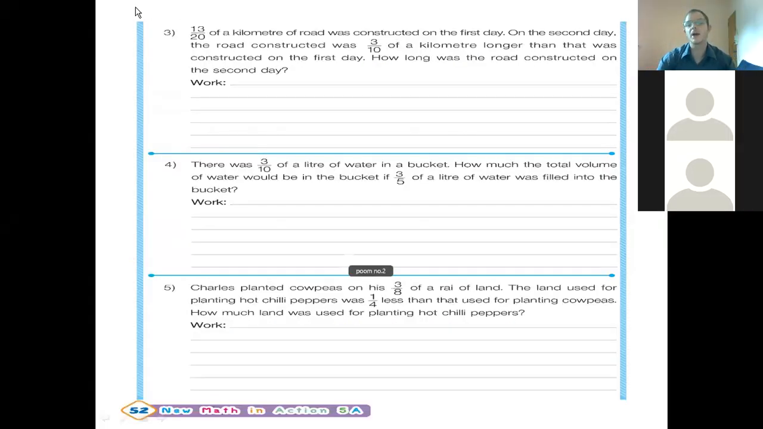Number 3 here, this is on page 52. I took some word problems from the parts of the fractions that we did, because we haven't done word problems yet. So the first one, number 3: 13/20 of a kilometer of road was constructed on the first day. On the second day, the road constructed was 3/10 of a kilometer longer than that constructed on the first day. How long was the road constructed on the second day?